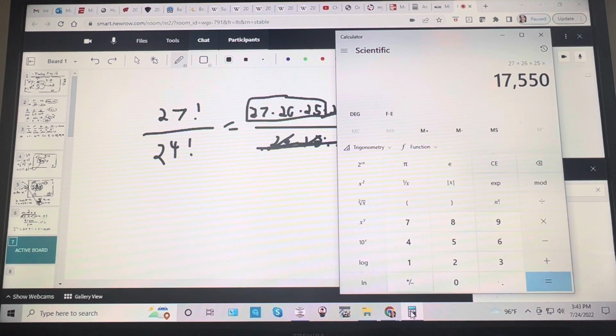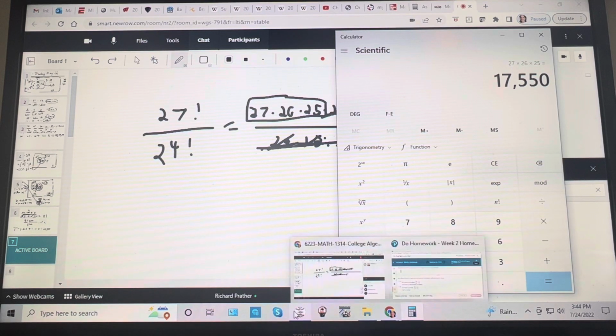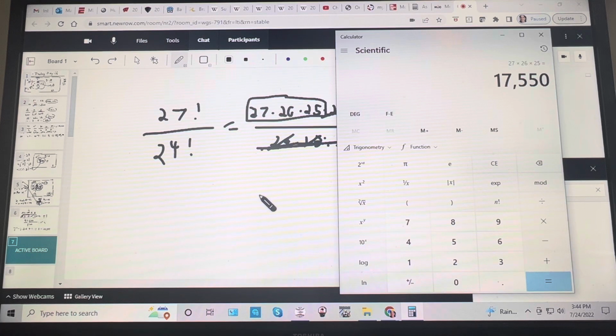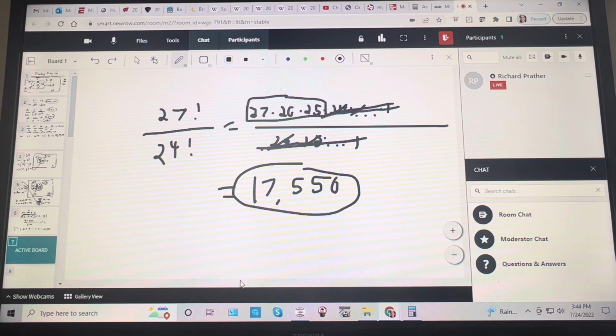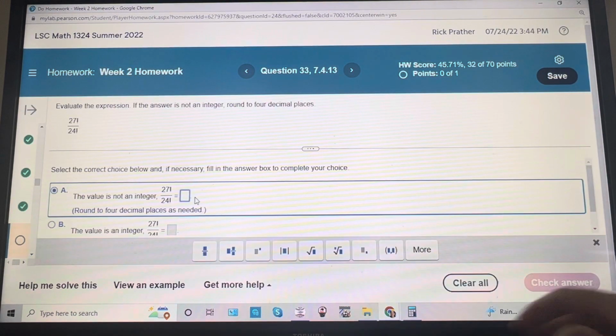And if you wanted to do 27, 26, 25, 24, all the way down to 1, not only does that take a long time, it's so large that your calculator will display the answer as scientific notation. And you wouldn't be able to write it down to then do the other half of the problem and divide. So it becomes an impossible task to do this as is, even with a calculator. So you really need to know that shortcut way of canceling to finish this problem. 17,550, which is an integer.